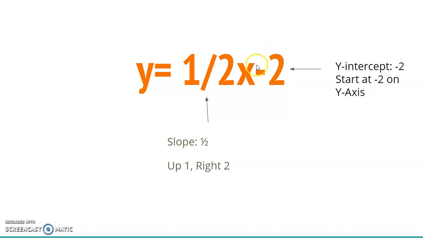Next, we're going to move on to our y-intercept. Our y-intercept is located at the end of the slope-intercept equation, and this is your starting point. So this means you're going to start at -2 on the y-axis in order to start creating your line.